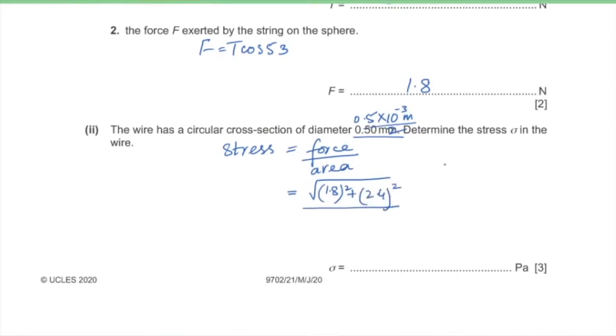And the area is pi r squared. That's 62.5 into 10 to the power negative 9 by 1.53 into 10 to the power of 7 pascals.